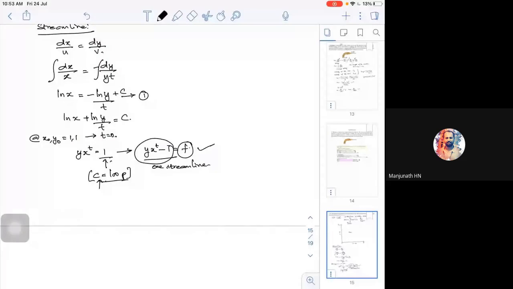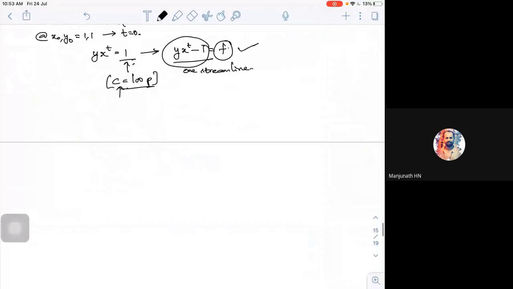You have your u, which is equal to dx by dt. v is equal to minus y. u is equal to x, and v is equal to minus y by t, already we have. So what is your u? u is equal to dx by dt, and v is equal to dy by dt. Let's define that particular thing.